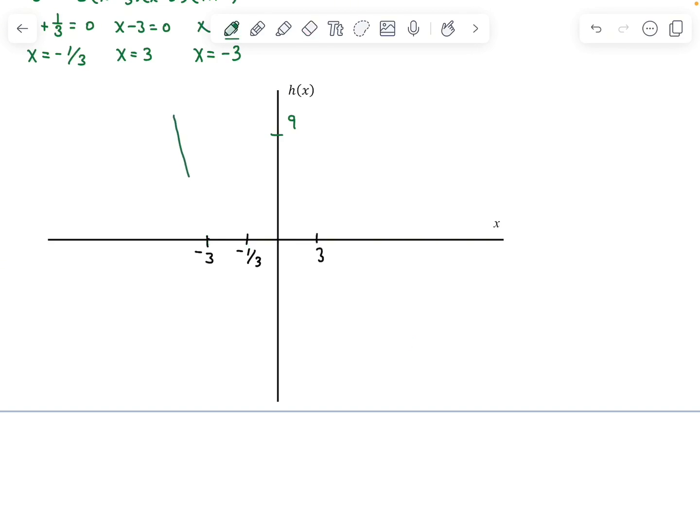The graph is going to decrease, cross through -3, and come back up and cross through -1/3, and then come back down, cross through (0, 9), and then cross through 3. And that is the graph of h of x. And we are done.